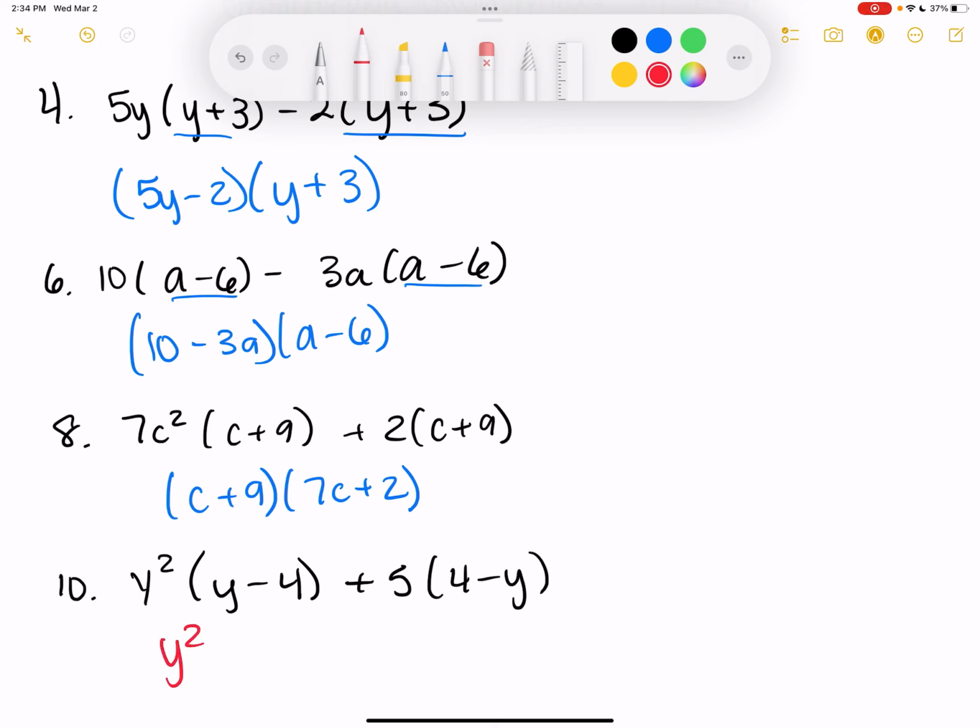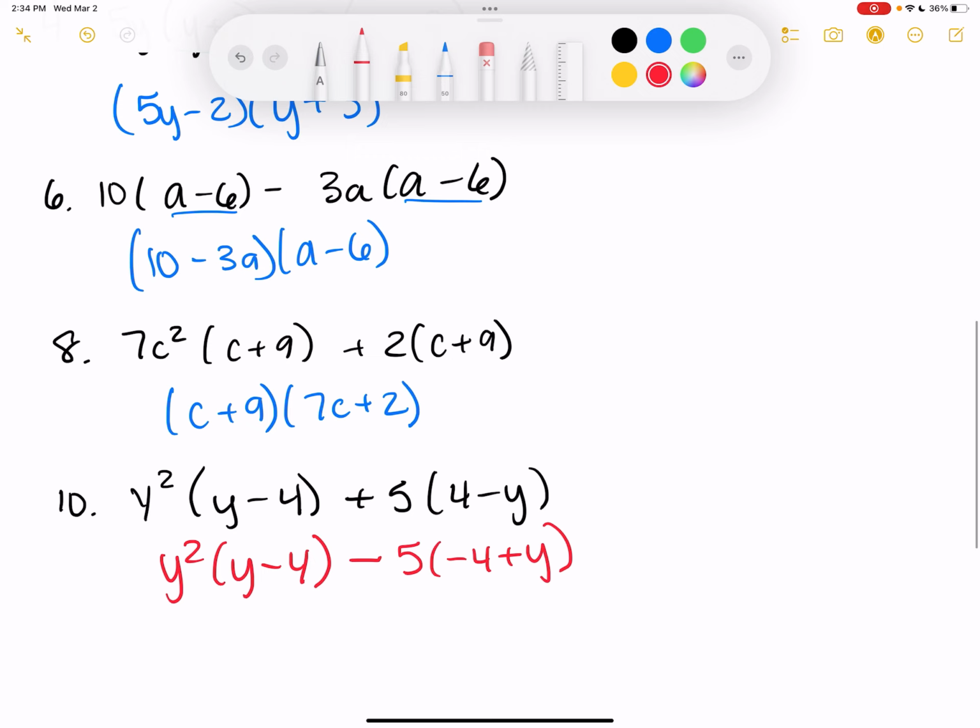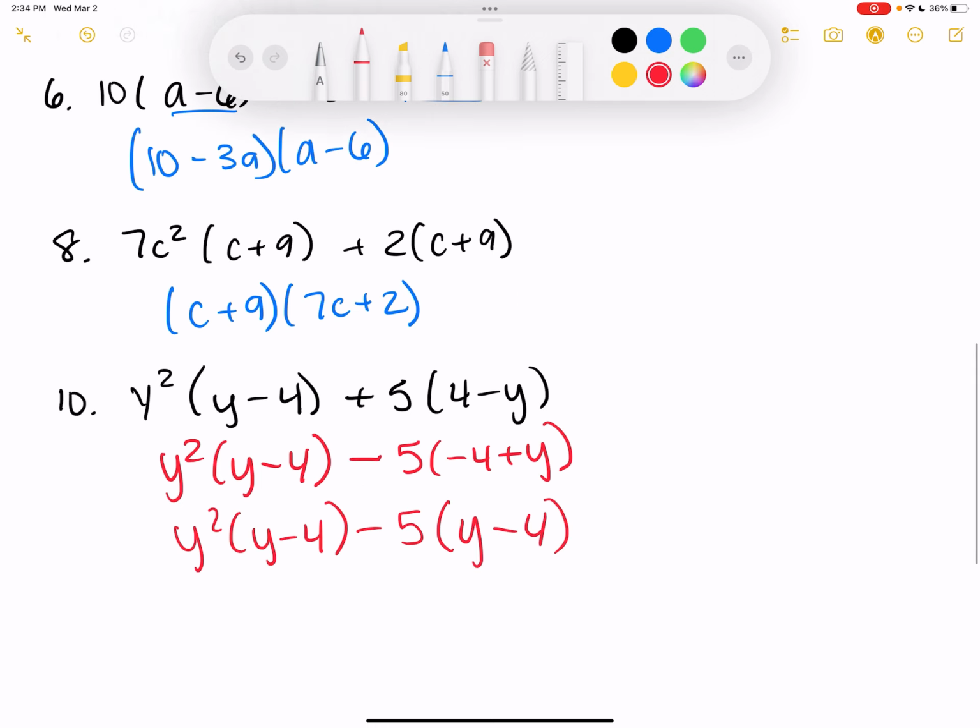So y squared times y minus 4, minus 5 times negative 4 plus y. Okay, or I could rewrite it in this form if I wanted to. Okay, so negative 5 times y minus 4. Okay, either way is fine. So then what would my answer be?